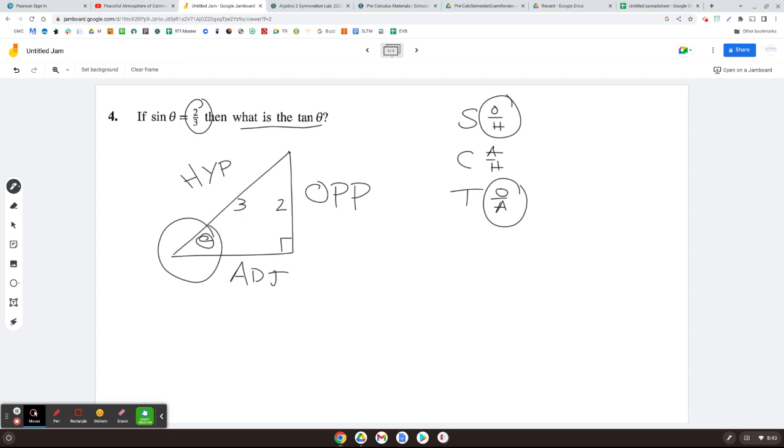Yeah. How do you find this side of a right triangle? Pythagorean theorem, baby. Remember geometry? A squared plus b squared equals c squared? Yeah. Ready? So 2 squared plus adjacent squared is 3 squared. Okay. Next step. What's my next step?